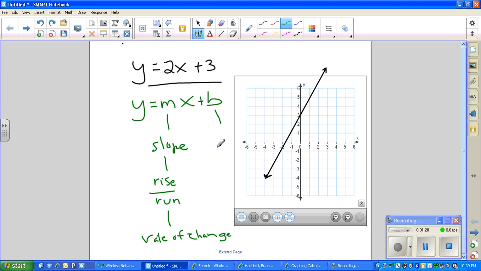Anyhow, the b represents what we call the y-intercept. Y-intercept. Let's just pretend that says intercept. So we have the two parts we need.